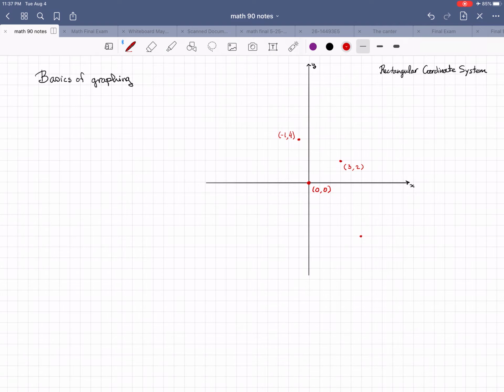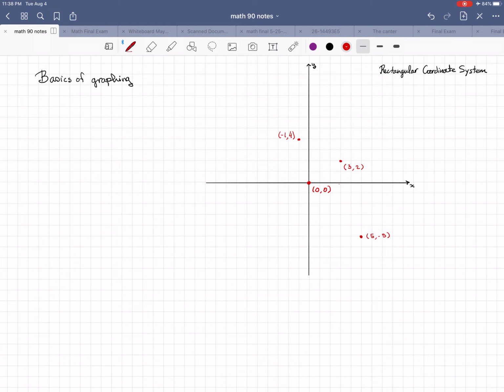So for instance, what would the coordinates of this point be? Well, to get here from the origin, you have to go right 1, 2, 3, 4, 5, and then down 1, 2, 3, 4, 5. So the coordinates of this point are 5, negative 5.